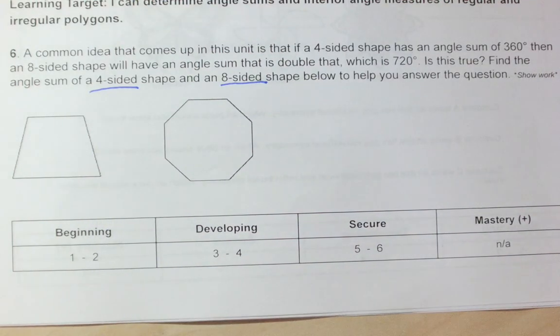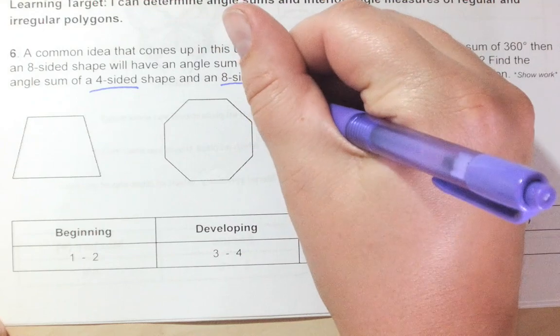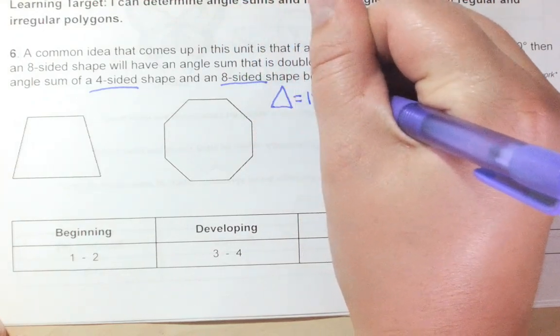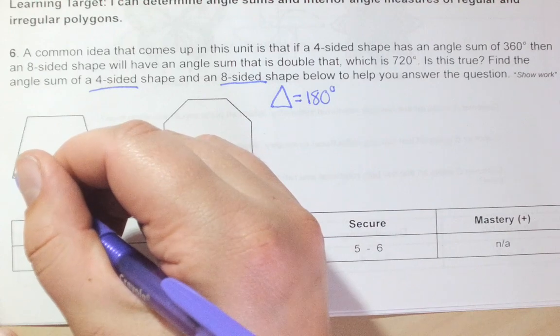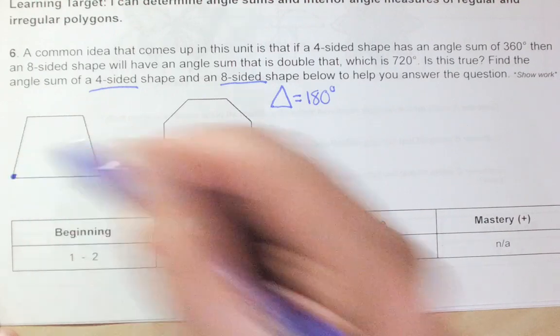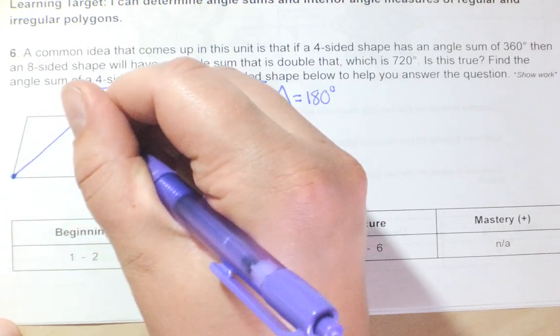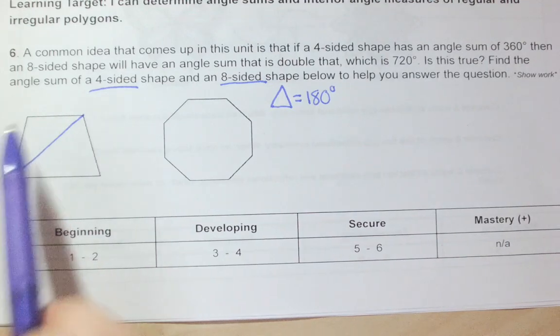If we have the shapes in front of us, we can break these shapes into triangles because we know a triangle has an angle sum of 180 degrees. I'm going to make a note of that. Triangles have angle sums of 180 degrees. If I split my 4-sided shape, I'm going to start at one vertex, and then I'm going to draw a line connecting it to other vertices that are not sharing a side with it.